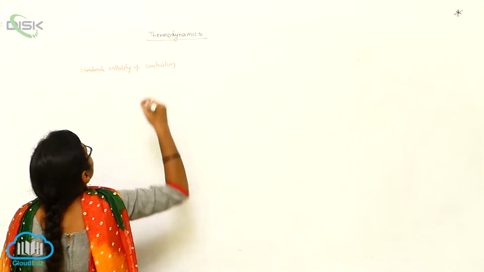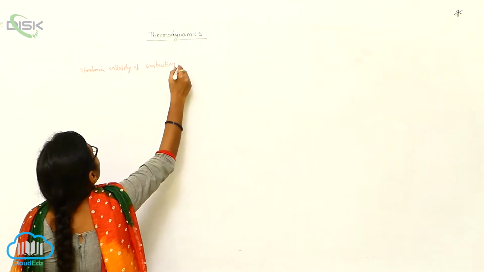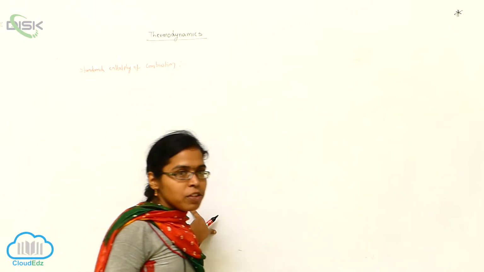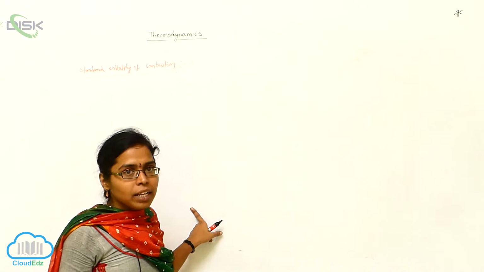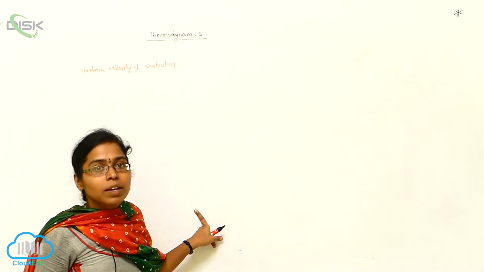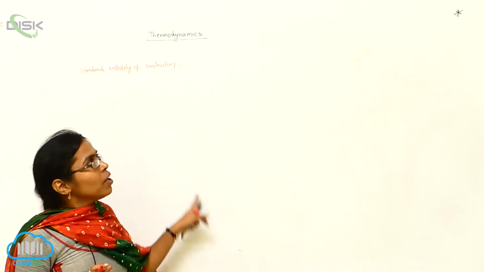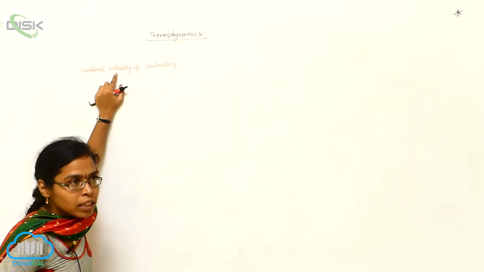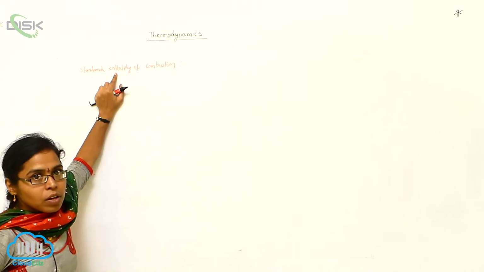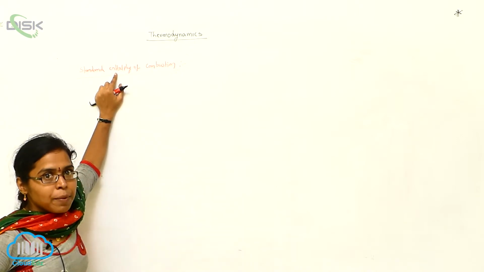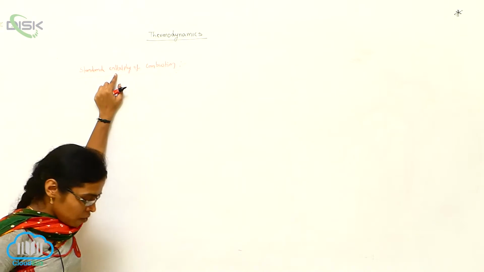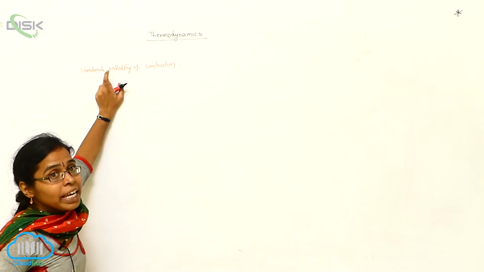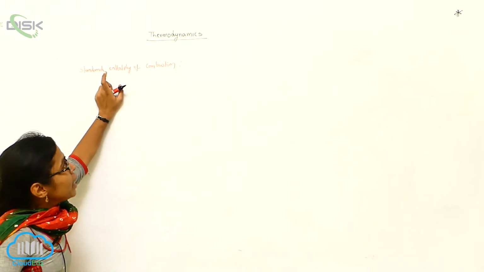Okay, standard enthalpy of combustion. So what is combustion? Simple, the compound which is burnt in the presence of oxygen is called combustion. Okay, so what is the word here? Standard enthalpy. Standard enthalpy is nothing but the heat evolved. Why? Because in combustion, heat energy is always evolved. So that's why it is called standard enthalpy. Heat evolves.